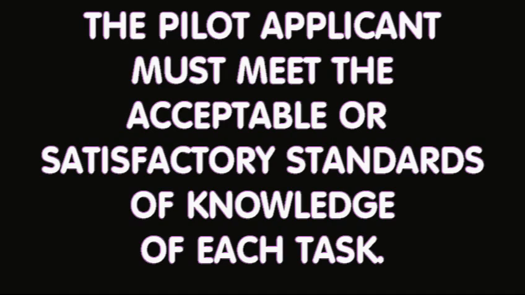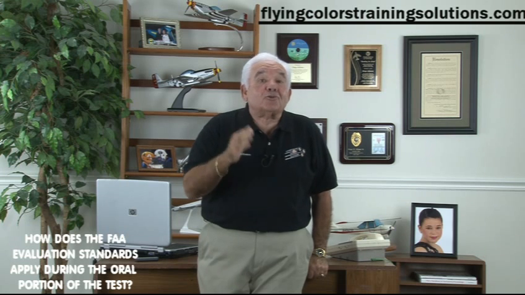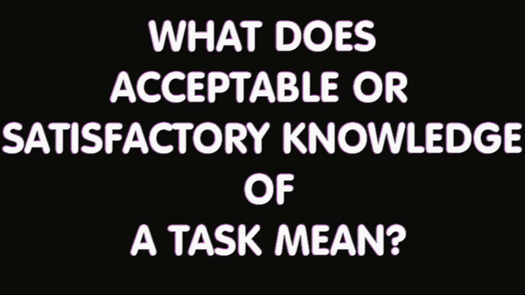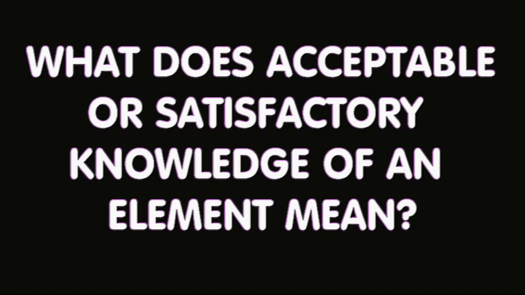The first guideline states that the pilot applicant must meet the acceptable or satisfactory standards of knowledge of each task. This almost implies a perfect score. In reality, that is not so. In order to understand this guideline, you must first know the answer to the next question. What does acceptable or satisfactory knowledge of a task mean? The acceptable or satisfactory knowledge of a task is determined by the overall acceptable knowledge of all the elements that comprise a task. So, the following question is, what does acceptable or satisfactory knowledge of an element mean?